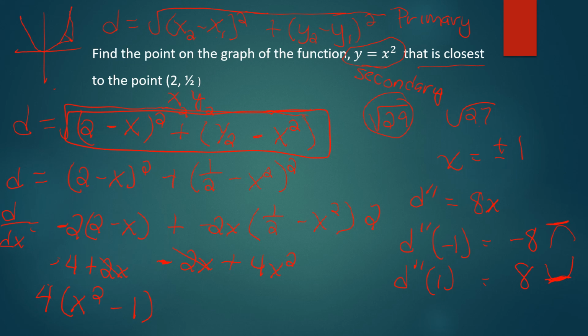So my answer is find the point on the graph. It would be x equals 1, and then putting 1 back into y, y equals 1. So the point that's closest to the point 2, 1/2 would be at 1, 1. Okay?